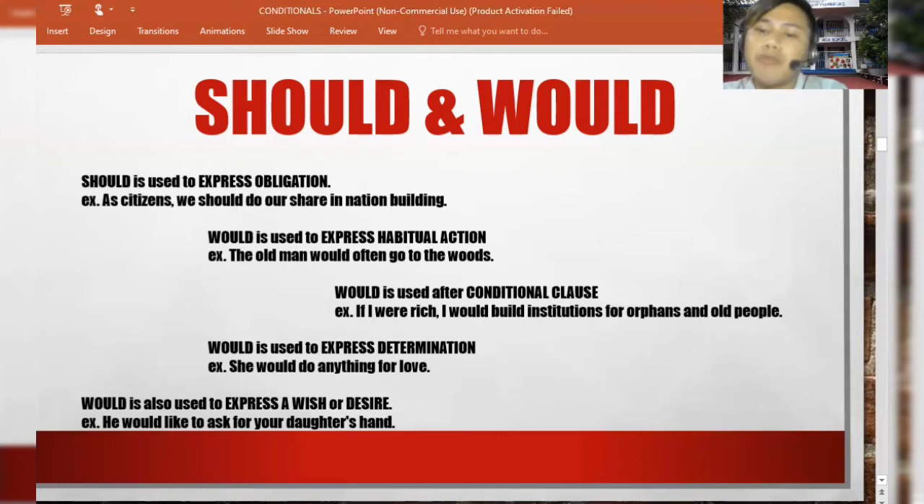Next is would. So there are actually 4 ways in using the modal would. So first, it expresses habitual action. What does that mean? When we say habitual action, it has something to do with your everyday activity, okay? Your daily routine, okay? These are the things that you usually do.